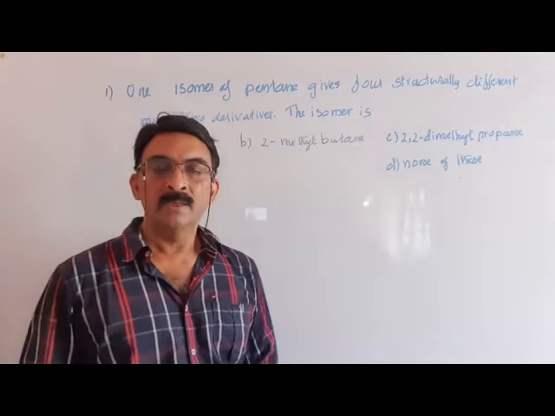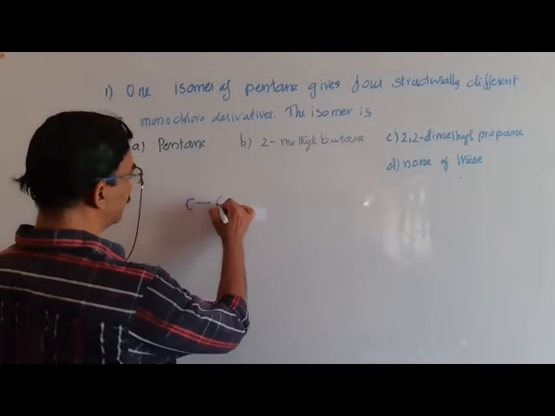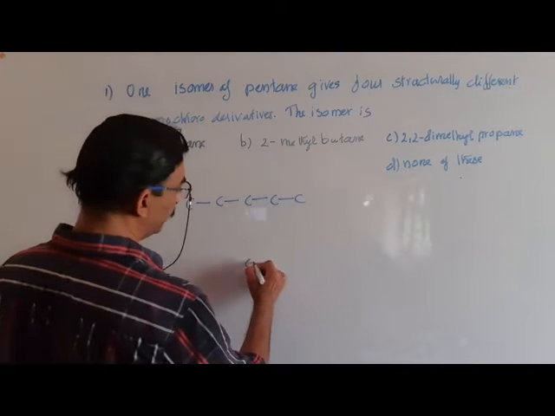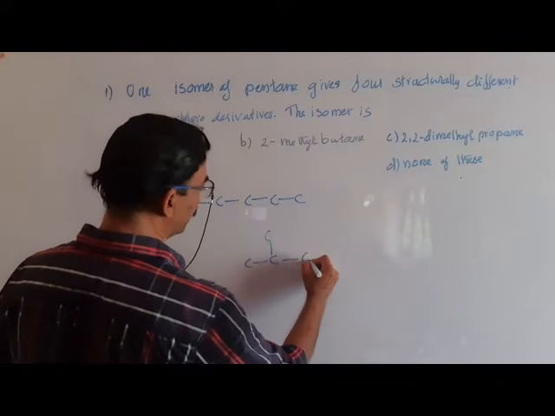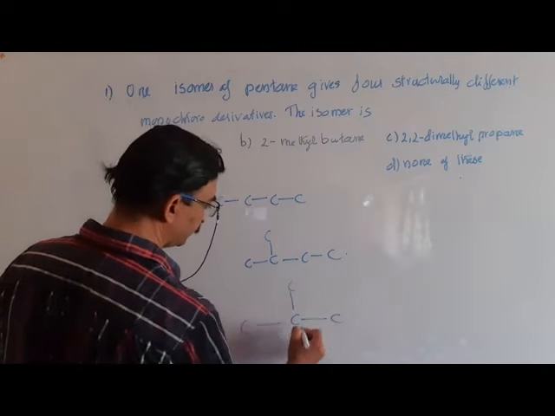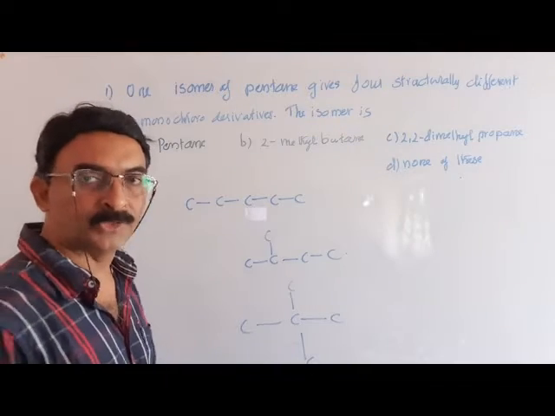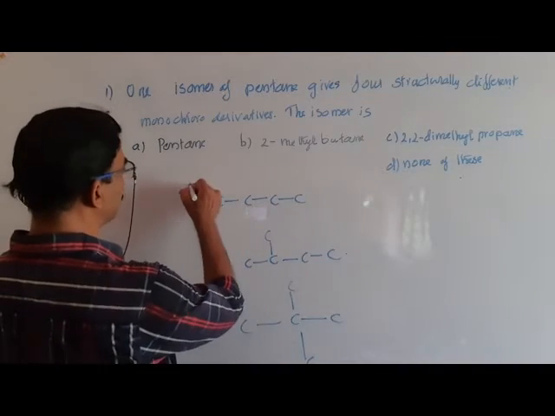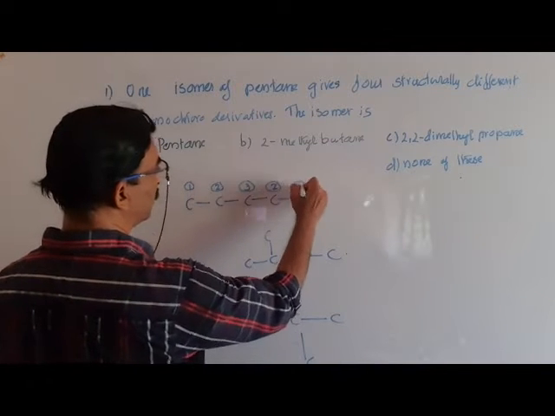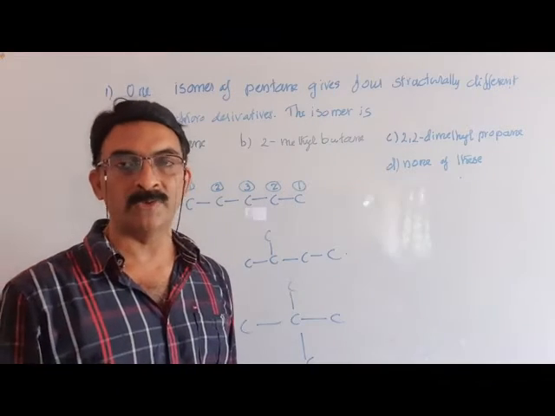Okay, we will see. Pentane can have how many structurally different isomers? We have seen that. One is this, normal pentane. Then we have isopentane. Then we have neopentane. These are the 3 possible isomers of C5H12. And how many different carbons are here? 1, 2, 3, 2, 1. Since there are only 3 different carbons here, we get only 3 different monochloroderivatives from here.